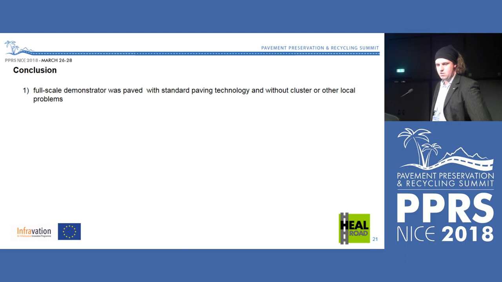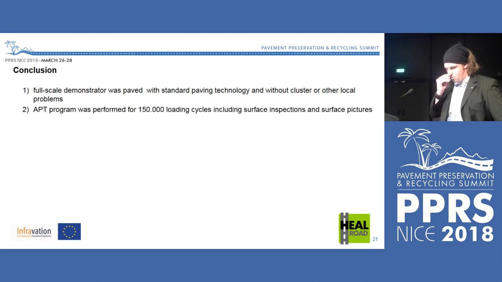So now I will come to my conclusion about our upscaling process. The full-scale demonstrator was paved with standard paving technology. That was one goal for the proposal, that we don't have to improve our techniques. And very important is that we had very homogeneous surface characteristics without clusters or other local events or problems. So that's a very nice conclusion. The APT program was performed with 150,000 loading cycles. That's quite short, very short for these strong conditions.